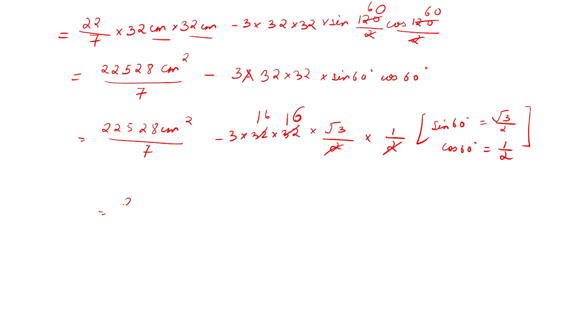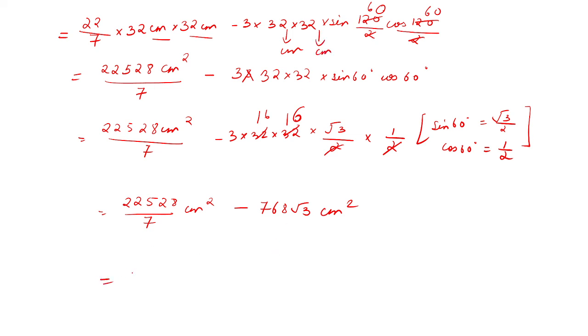So, 22,528 divided by 7 centimeters square minus 768 root 3 centimeters square. I've forgotten to put the unit here, it's supposed to be centimeters. So this is the answer.